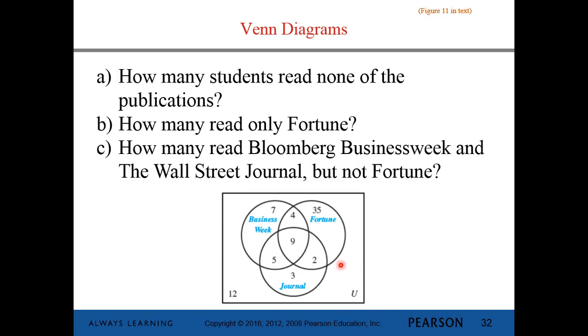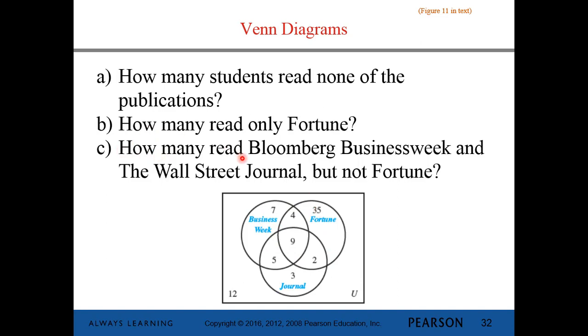So now we can answer these questions. The first step is filling out our table. Part A asks, how many students read none of the publications? Well, now that we have the table filled out, it's easy. It's 12. B, how many read only Fortune? That would be this region right here, because that's Fortune but none of the rest. So that's 35.